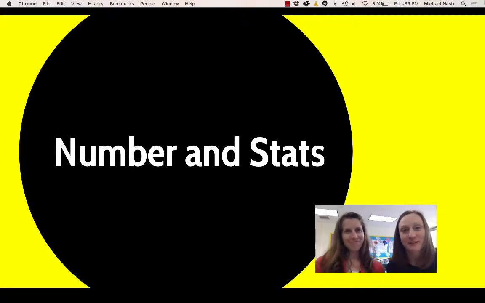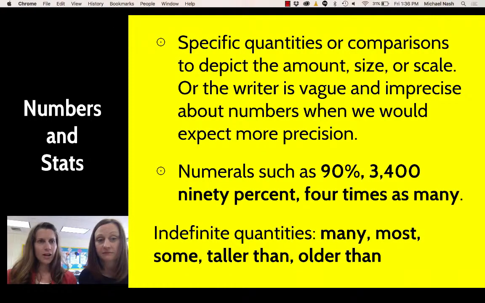Hi, folks. We're here to talk about another strategy called numbers and stats. This strategy is when you find the author puts in some statistics or percentages. We don't want you to just skip right over them and keep reading. We want you to pay attention to those and try to think about why the author put that in. So numbers and stats can do lots to an article.